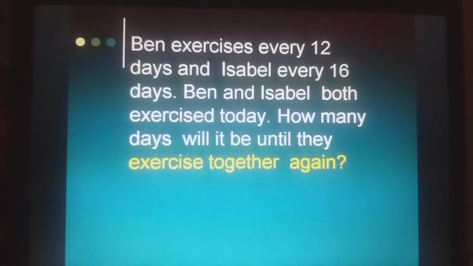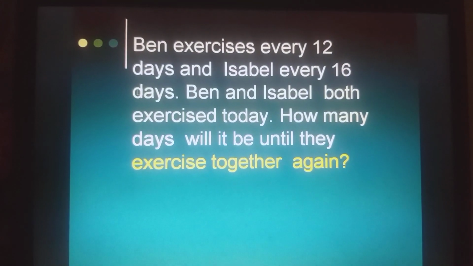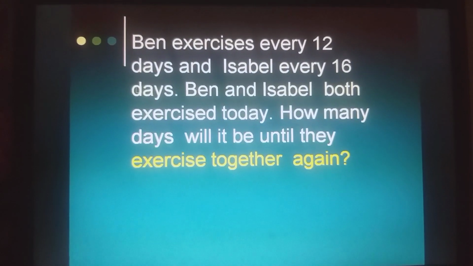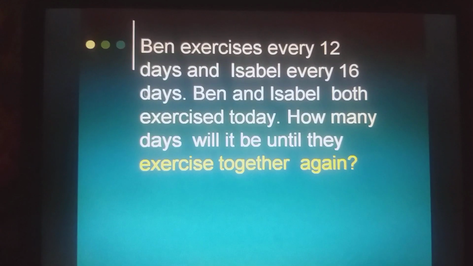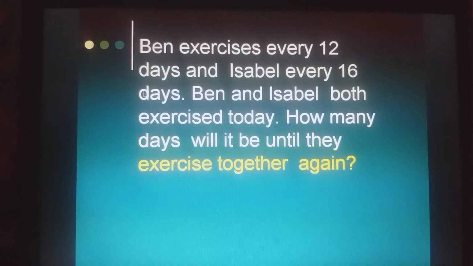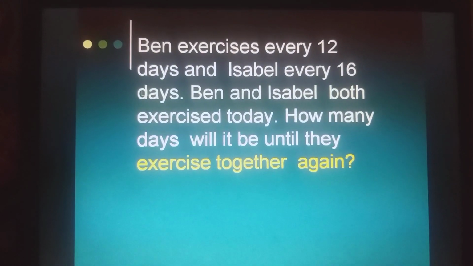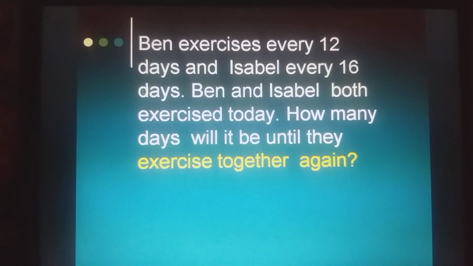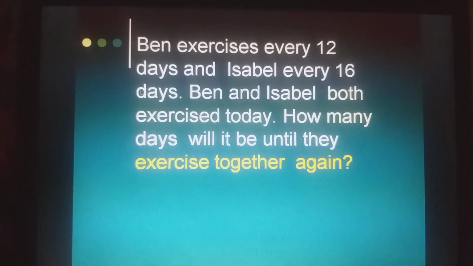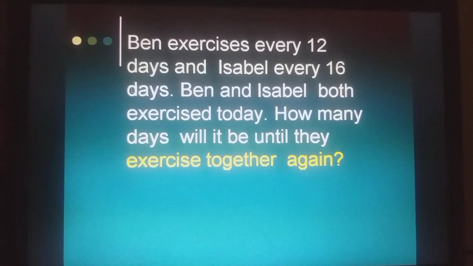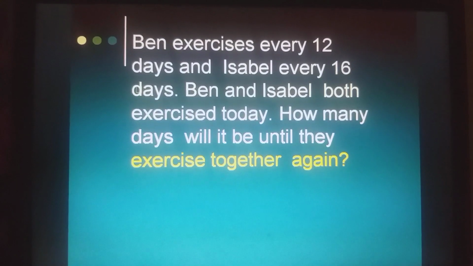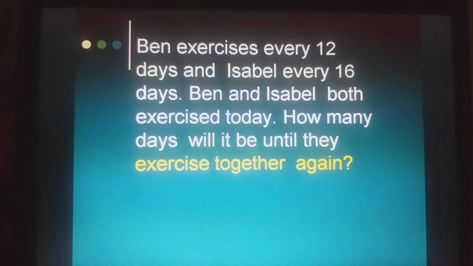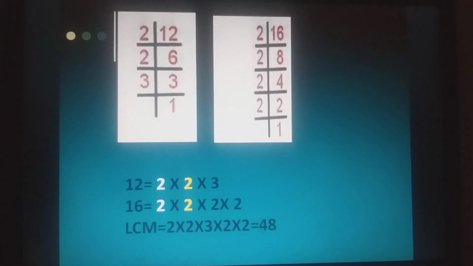Let us see another problem. Ben exercises every 12 days and Isbal every 16 days. Ben and Isbal both exercised today. How many days will it be until they exercise together again? It means we are repeating something, and when we repeat, we calculate what? Yes, we calculate LCM. So let's start with calculating LCM.